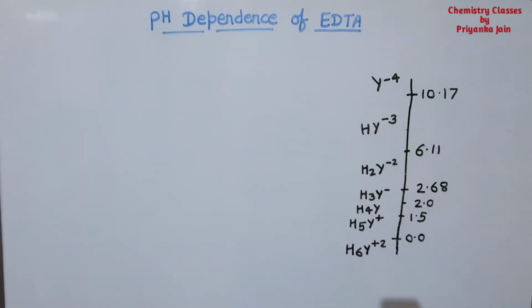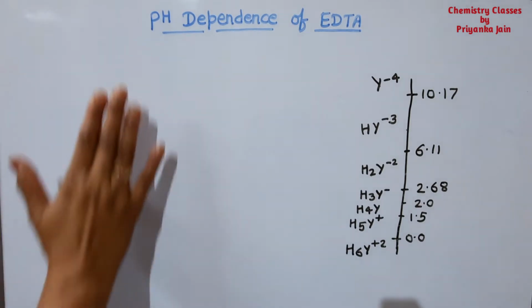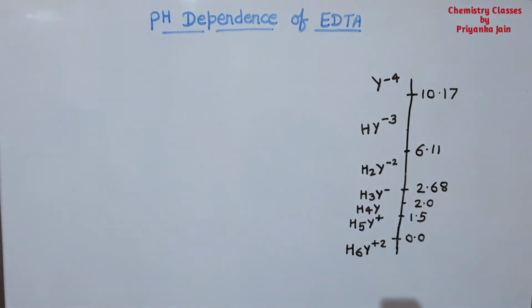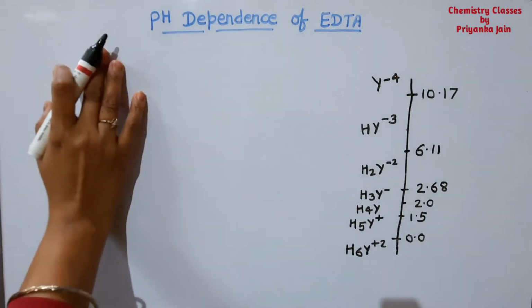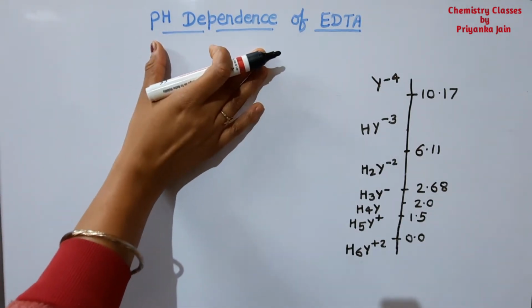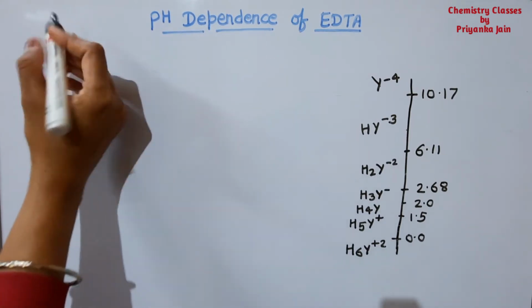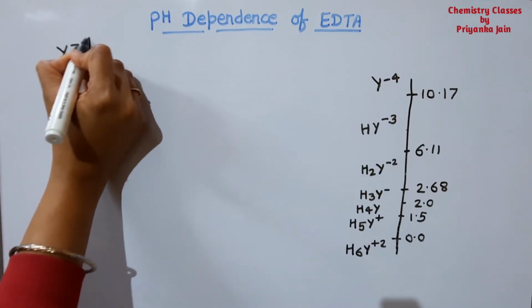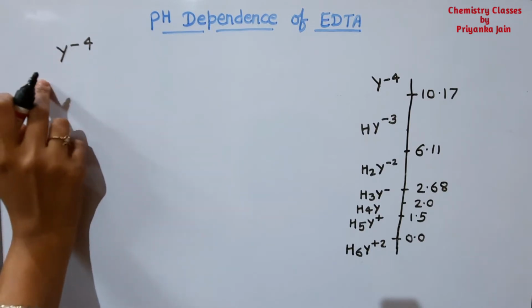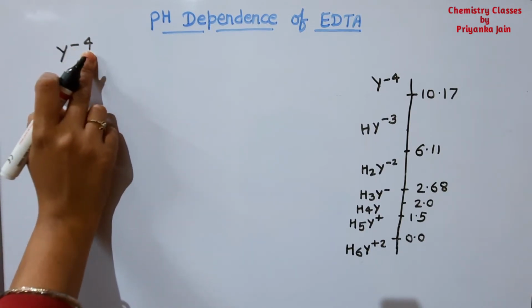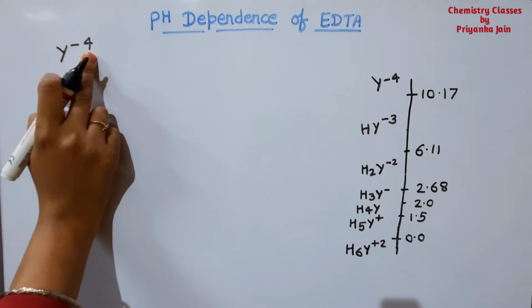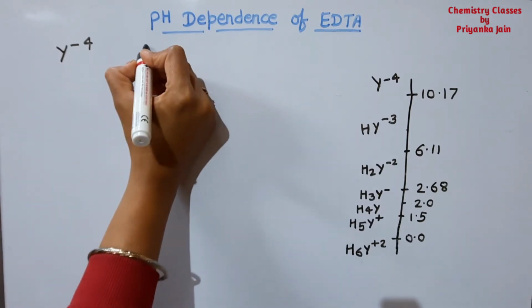Now we have to see one important thing, the pH dependence of EDTA, because I have seen some questions based on this particular topic asked in question papers. EDTA can also be denoted as Y4 minus. This is the whole structure of EDTA, and the 4 minus charges are of the 4 acetate ions. And it's the fully protonated form.